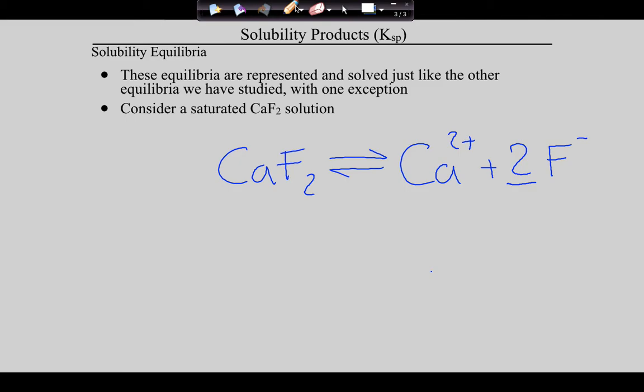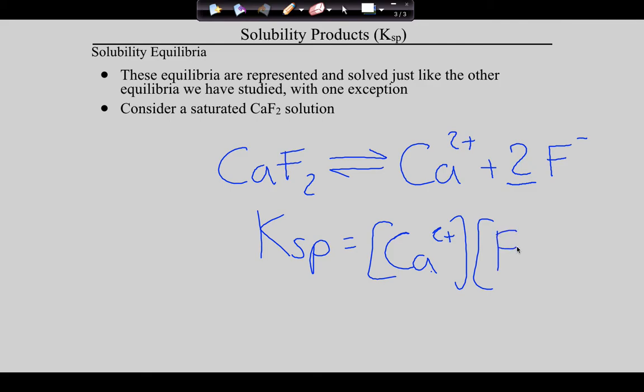All right, so guys, let's write the Ksp. So Ksp is equal to Ca2+ times F minus. But guys, here's what you're going to find out, and I'm going to show you an example right now. That 2 will not only be an exponent, many times it's also a multiplier. So let me show you.